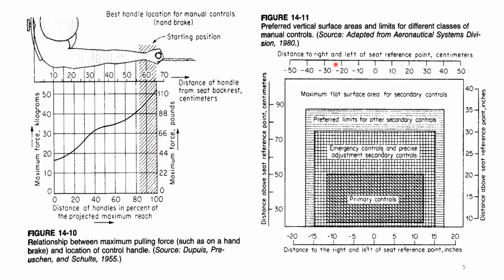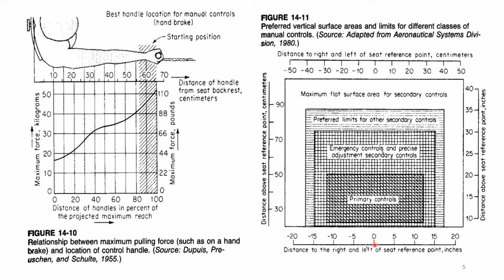And the right graph shows preferred vertical surface areas and limits of the different classes. Here again you have different shaded regions, and we are classifying the controls into different classes, that is primary controls, secondary controls, and preferred limit.